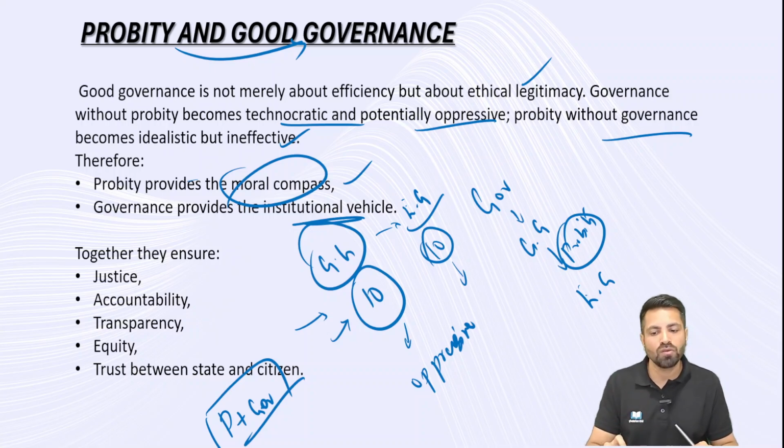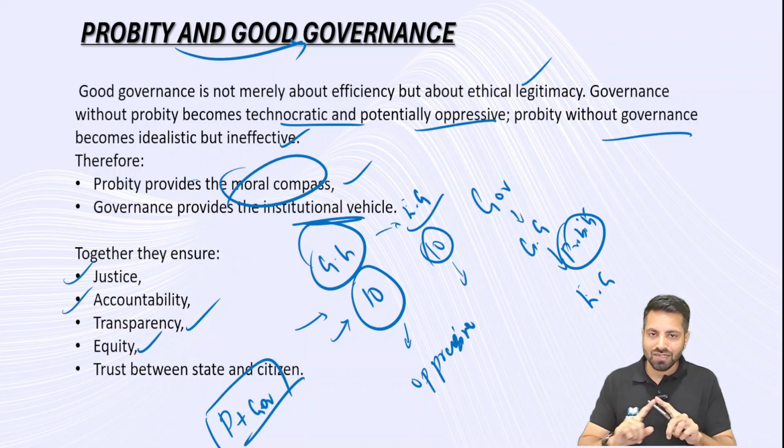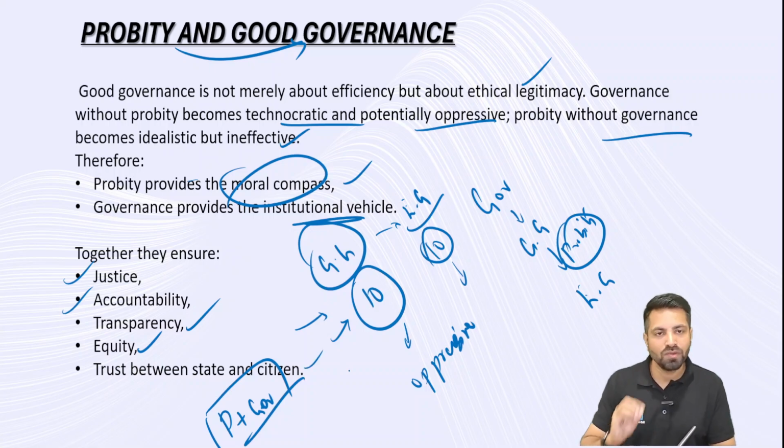So it acts as a moral compass. And together, if there is probity in governance, probity in good governance, eventually it will lead to social justice, and there will be an accountability factor, there will be transparency, and you can find equity also, and a trust factor is also going to be developed. So this is what probity ensures, right?